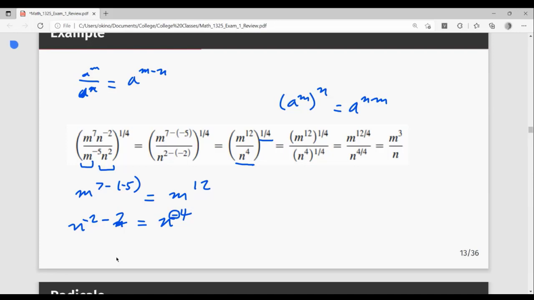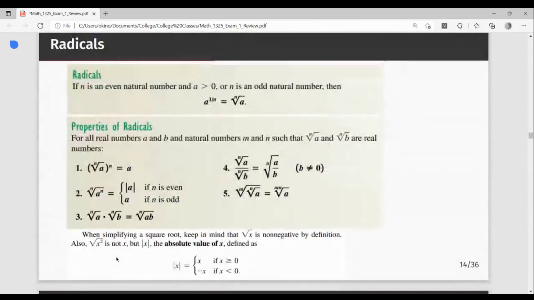Well, that simplifies down to m cubed divided by just n to the first power, right? So moving on to radicals, it's exactly what I just mentioned. If n is a natural even number, then a will be positive. And if n is just an odd natural number, then a to the 1 over n is equal to the root, the radical, or like the fourth root or the nth root.